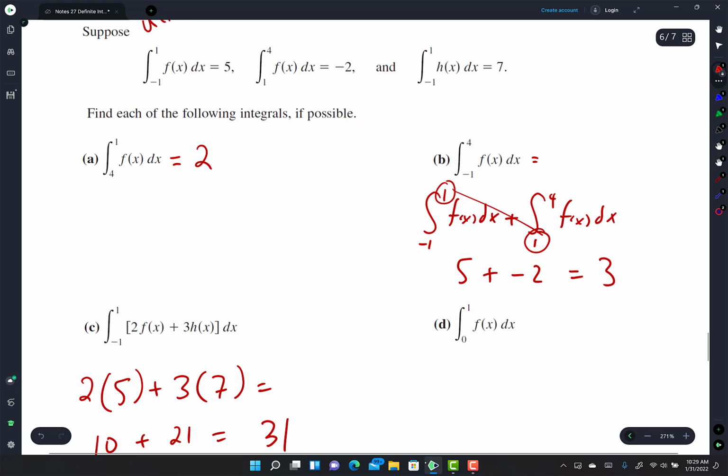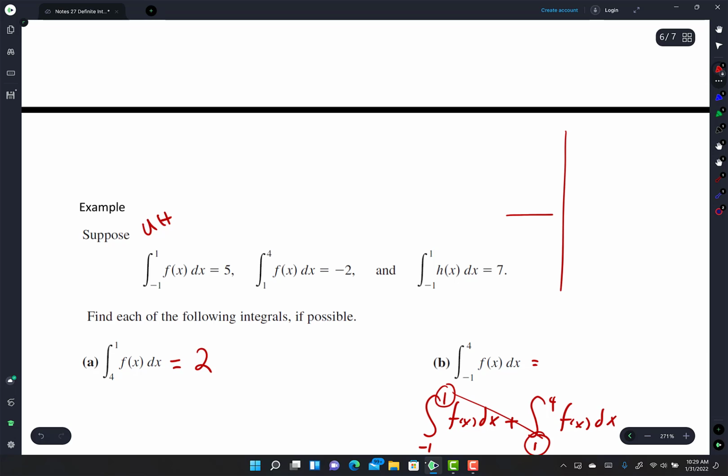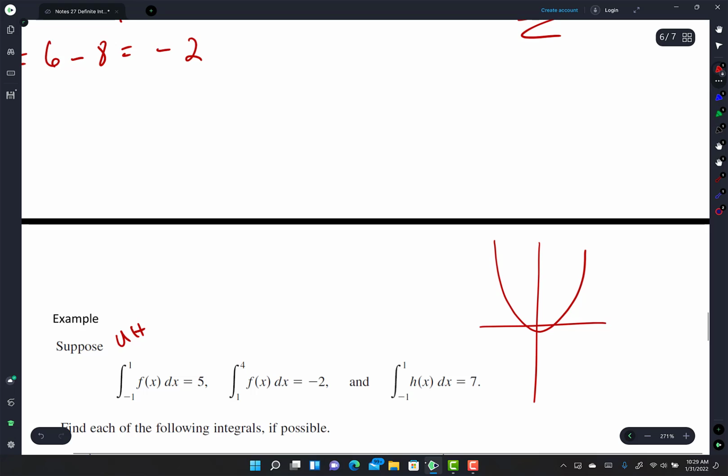Do we have enough information for letter D? No, they didn't tell us anything about even or odd. Well, it can't be odd because then this f of x dx would have been 0. But if they would have told us that f of x is even, maybe we could have done something. They don't tell us anything, not enough info. Oh man. Even means that it's symmetric about the y-axis, and odd means that it's symmetric about the origin.